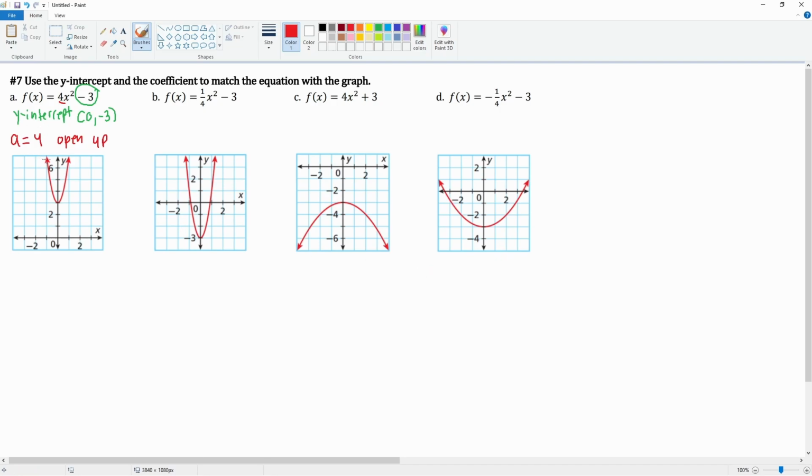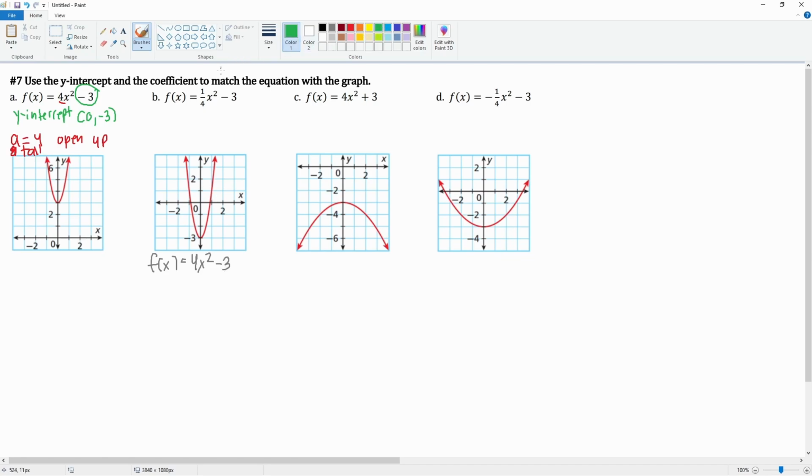So far it's the first one, second one, or third one because they're both opening up. We just have to look for that y-intercept of (0, -3). Oh, it looks like it's two of them. It's the second one or the last one. Notice that this is a 4, so this is going to be very tall, right? Because of the vertical stretch. So therefore this one is going to be f(x) = 4x² - 3.